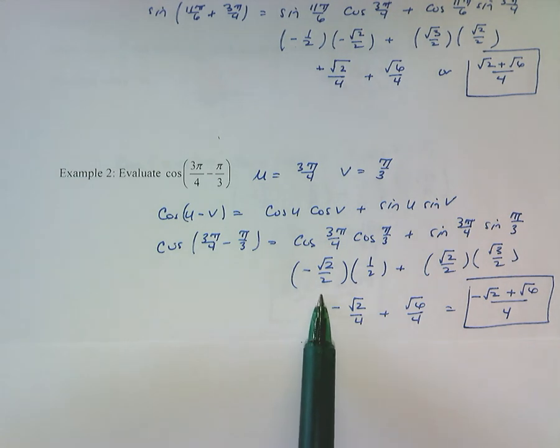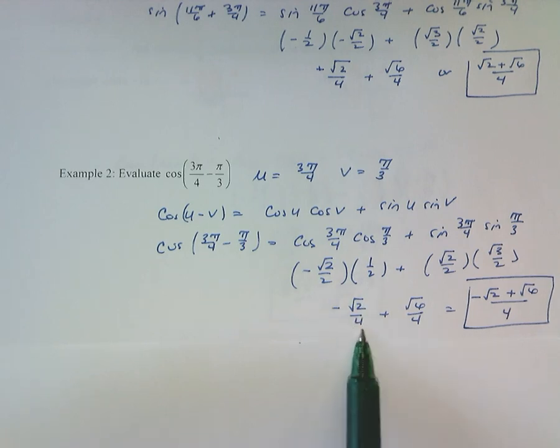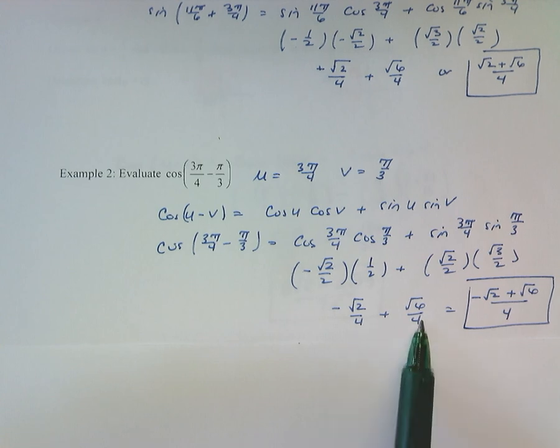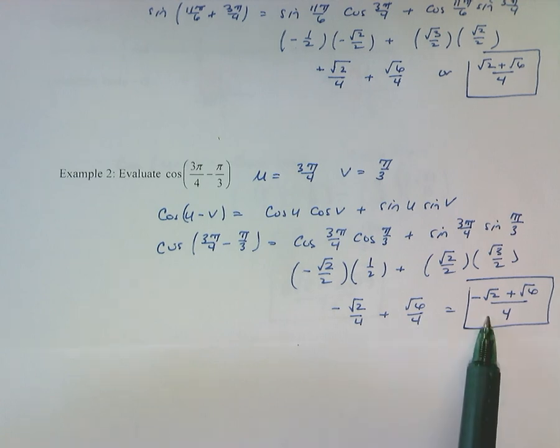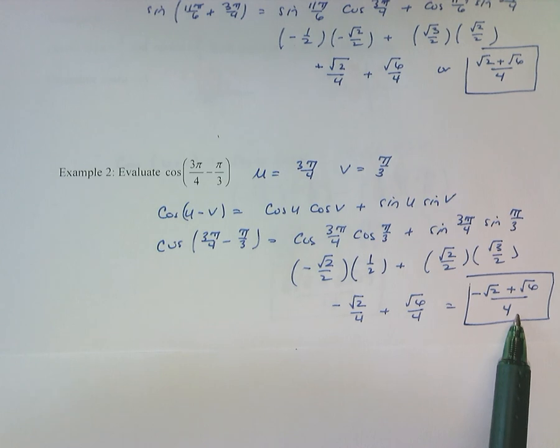Once I replace all these values, I multiply. So negative square root of 2 times 1 is negative square root of 2. 2 times 2 is 4. And then once I multiply and I have a common denominator, I write it as one fraction. There's nothing wrong with this. The book actually does it a little different way. This is just my personal preference.